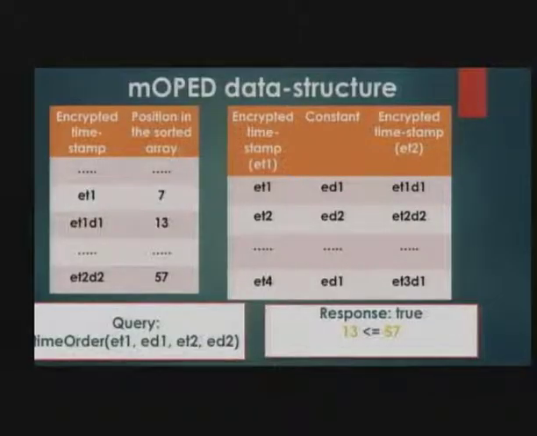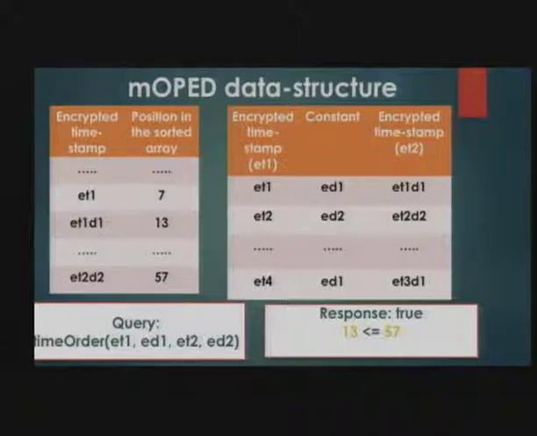And the second part is basically saying, if I were to add ET1 plus ED1, what would be the result? Because my encryption scheme does not allow me to add, I have to explicitly give it to you. That's basically this other table, the one on the right. Once you have that, you just figure out this order in the sorted array. If the first one is smaller, then you know that it's good. I mean, the result is true. Which is the case here, because 13 is less than or equal to 57.